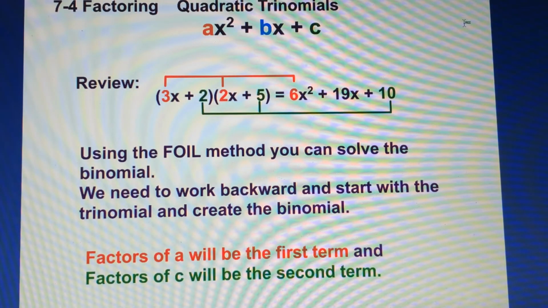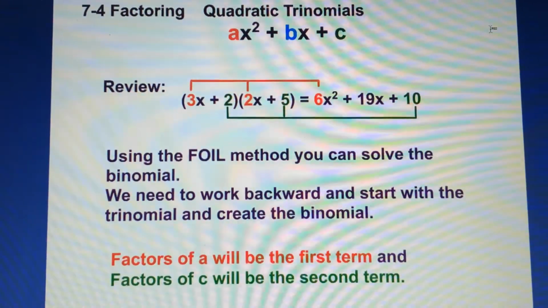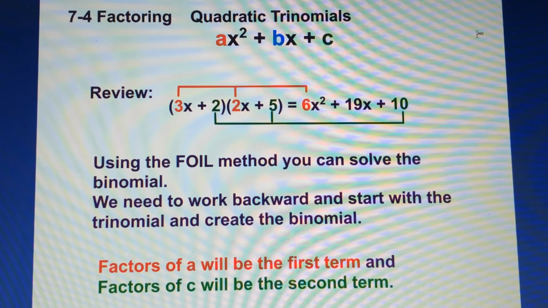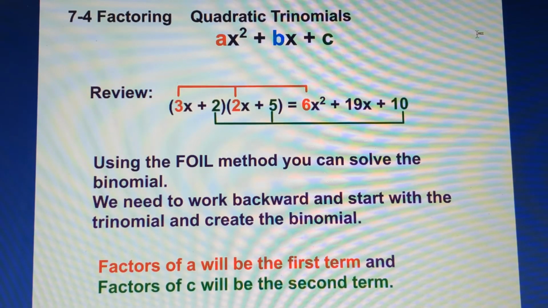Okay, we're going to take a look at factoring quadratic trinomials. I'm going to split this into two sections. I'm going to have 7-4A and B. So our first section, we're going to deal with looking at quadratic trinomials, ax squared plus bx plus c.